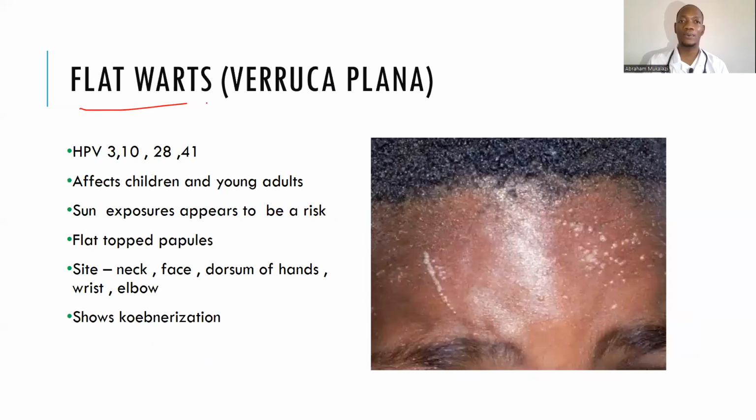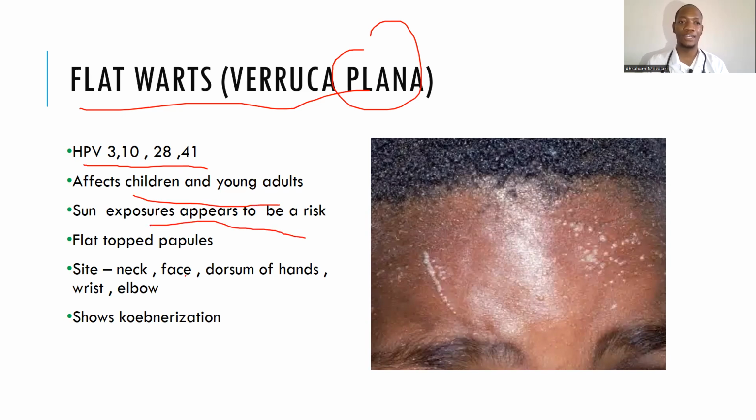Then you have what we call the flat warts, also called Verruca plana. Plana just means flat, or plain, it means flat. In this case, they're very common in children, especially on the face, and they are due to HPV types 3, 10, 28, and 41. Usually, they like the sun-exposed areas, and in most cases, they show what we call Koebnerization, whereby if you scratch, you get warts developing along the line of the scratch, as you can see on the face of this young child, where we have these flat-topped warts on the sun-exposed areas.